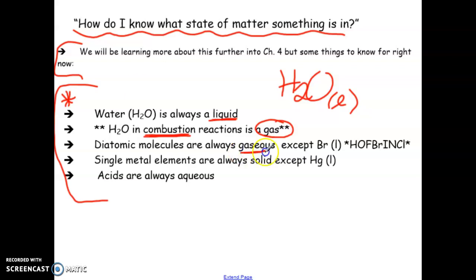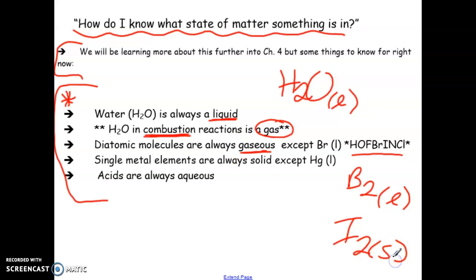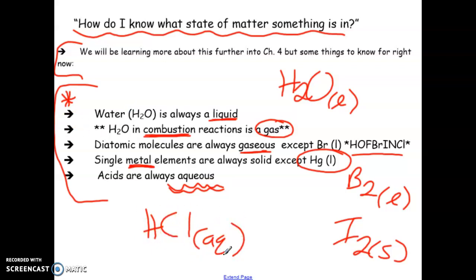Diatomic molecules are gases, so our Hofbrinkelclon are all gases, except bromine is a liquid. And actually, add to this, please, iodine is a solid. So there should be a little s. I'll write that a little bit better. Single metal elements are always solid except liquid mercury, and we already learned that acids are aqueous. So if you're writing out an acid formula, you should have the little aq. So at this point, these are the states I want you to know, but we will learn more as we go throughout this unit.